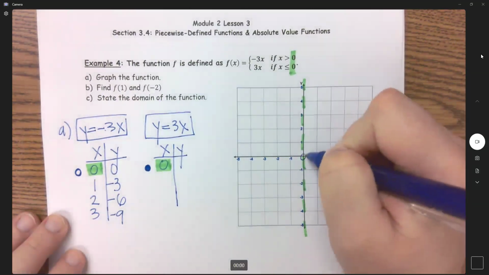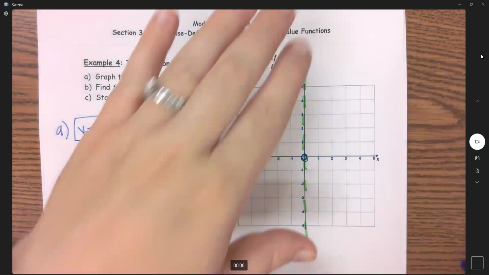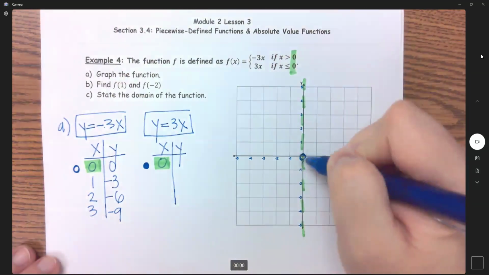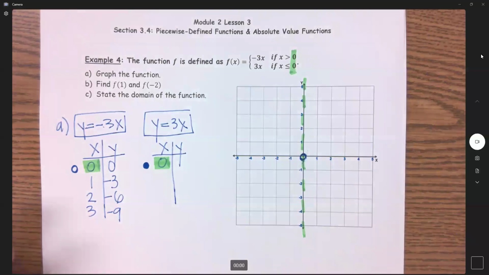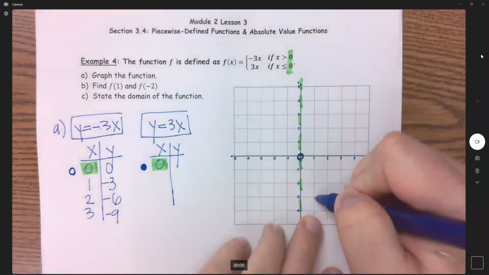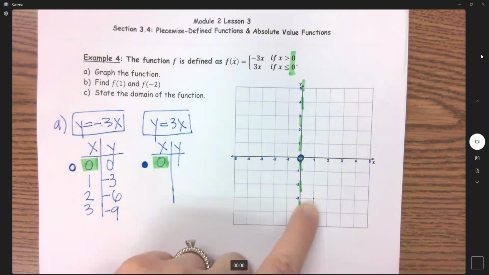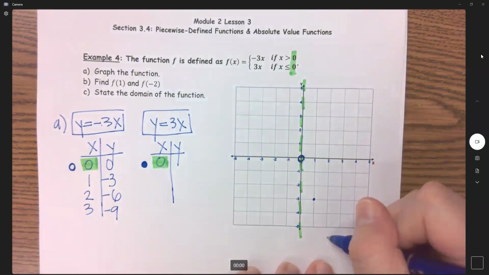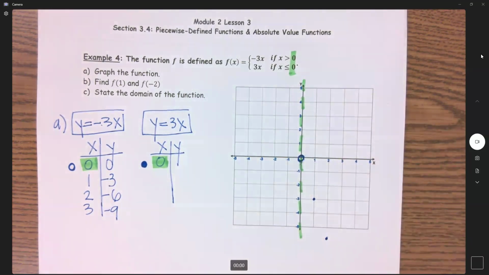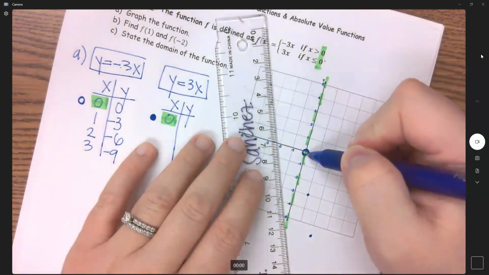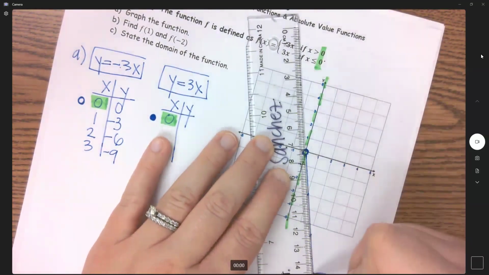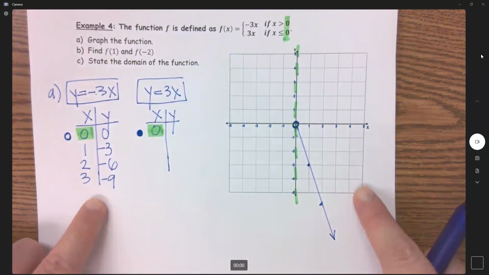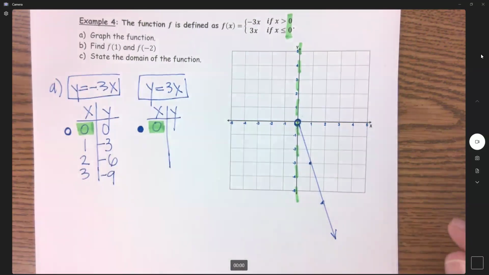So my first one is an open circle. It's kind of sloppy, but that's an open circle right here at 0. And then we have 1, negative 3. This is not an open circle, it's just a regular old point. And then 2, negative 6 is slightly off my graph right here. So here is the right side of my graph. Now let's fill this out and get my left side.